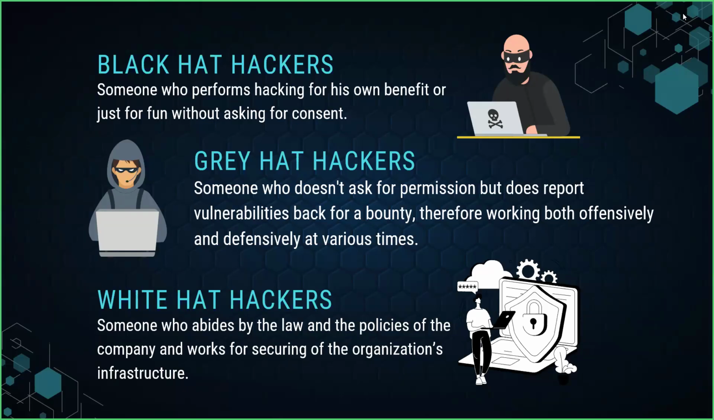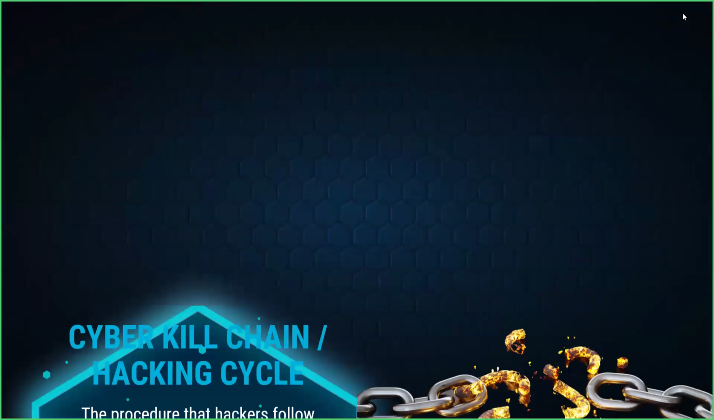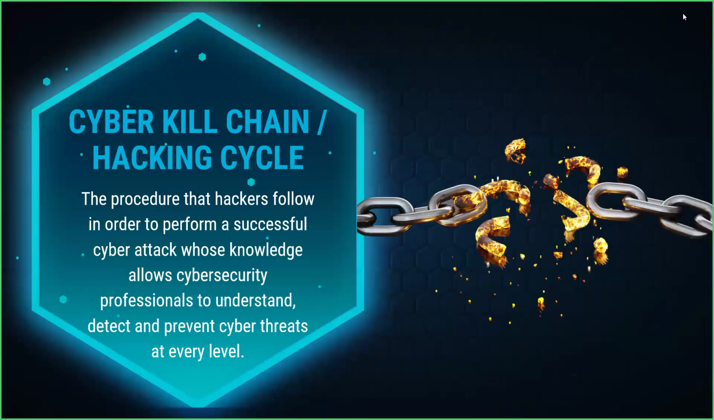Now, no matter what category of hacker you take, black hat, gray hat, or white hat, all of these are professional hackers. They're not just silly script kiddies who are just running scripts from the internet and trying to hack. They're people who perform hacking or ethical hacking in a very professional manner, which is again a fail-proof method, I'd say. This methodology is called the cyber kill chain. Some organizations also refer to this as the hacking cycle. It's one and the same.